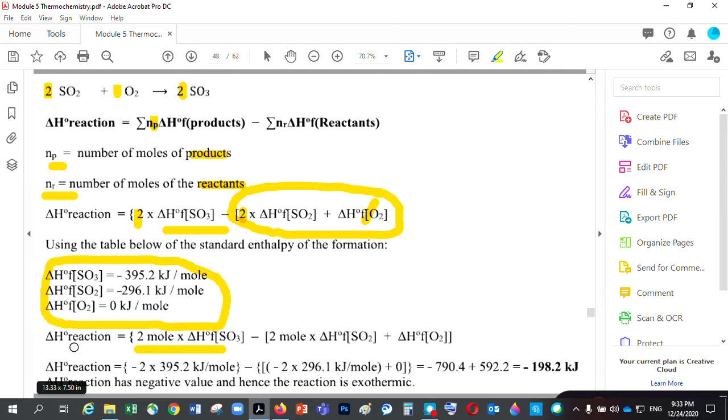Here it is, the delta H of the reaction, the standard enthalpy of the reaction, is this, plus the oxygen. Oxygen is zero here, as you see. This is two multiplied by this, and this minus this, and you add all this up together, and then you get minus 198.2 kilojoule. It's negative, the answer. Therefore we can determine the reaction to be what? Exothermic reaction. This is a combination reaction, a synthesis. This is an exothermic reaction because this value came to be negative.